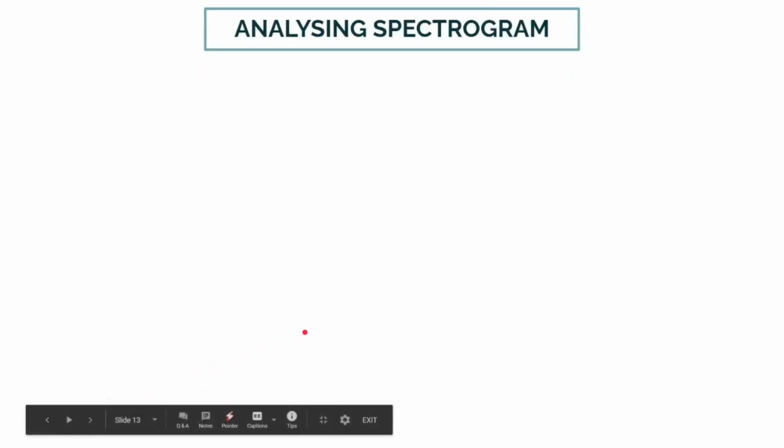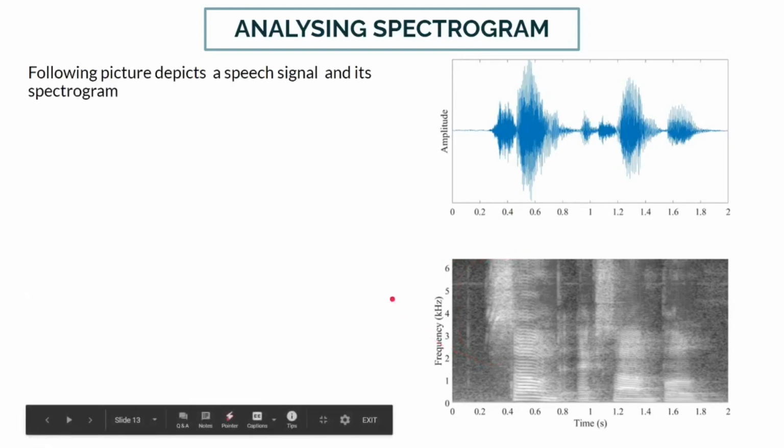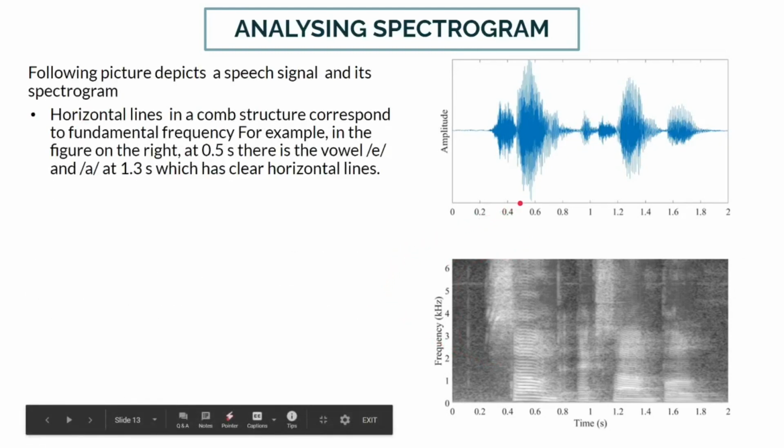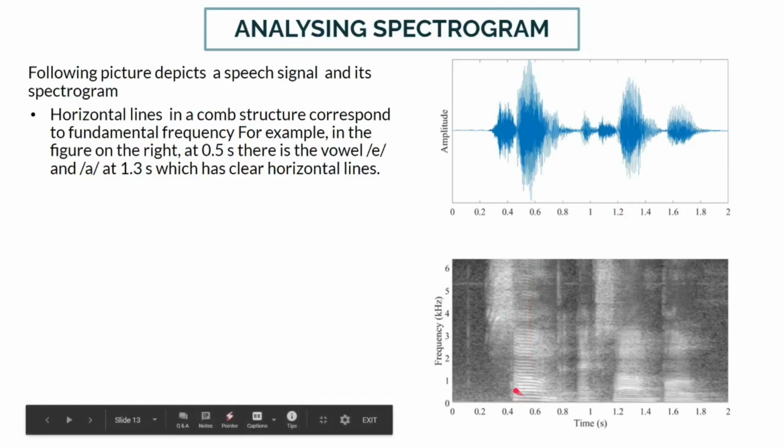So, previously, we have created and read a spectrogram. Now, we will try to analyze a spectrogram. Here, there is a speech signal whose corresponding spectrogram is given below. There is a sound of E at 0.5 seconds and a sound of A at 1.3 seconds. In the spectrogram also, we can see that there are comb-like structures at these corresponding times.